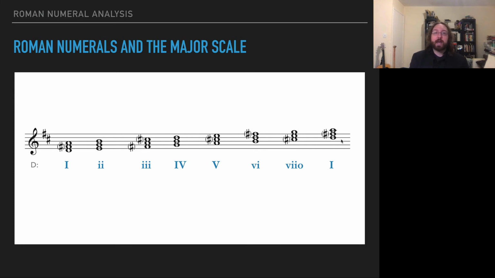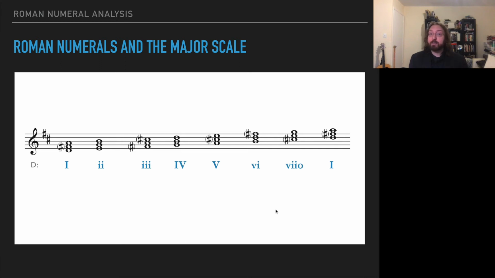So this is the pattern that we will see in major scales. 1 is major, 2 and 3 are minor, 4 and 5 are major, 6 is minor, 7 is diminished, and back to 1, which is major. So get used to those and get used to seeing those in the context of diatonic major mode music.